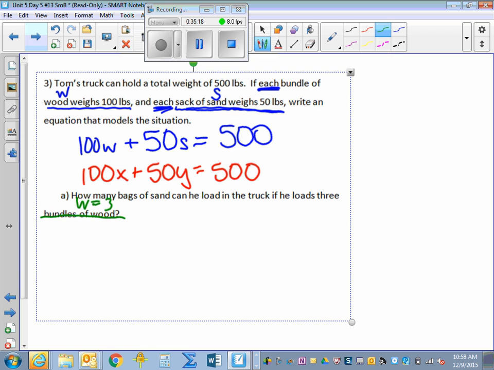Okay, so let's put this in our equation. We're trying to find the bags of sand, so we don't know what S equals. So 100 times, instead of W, we have 3, plus 50 times S equals 500.